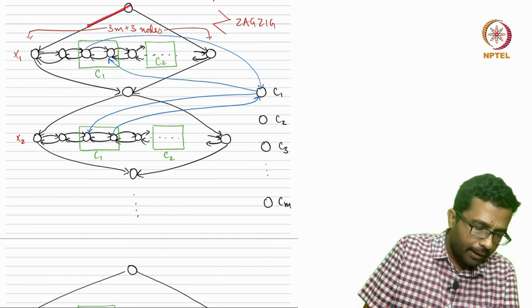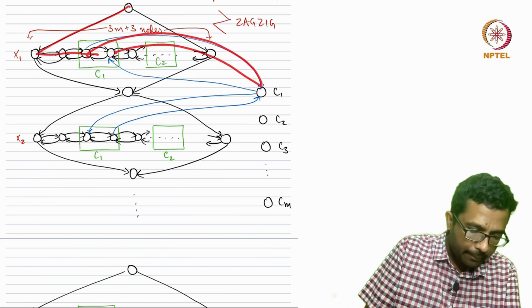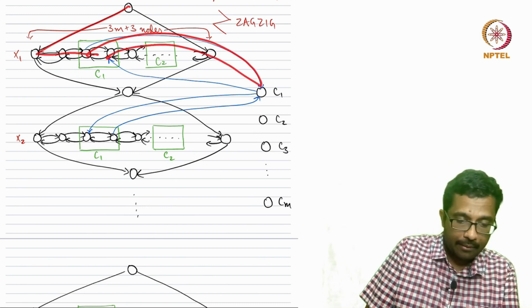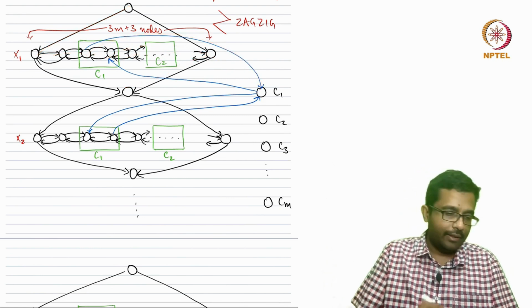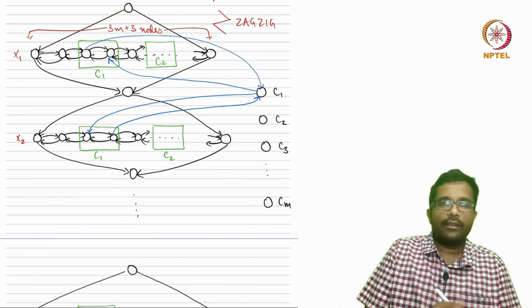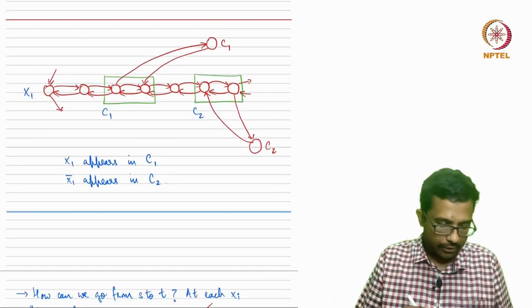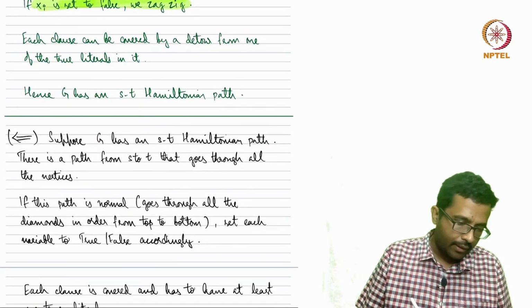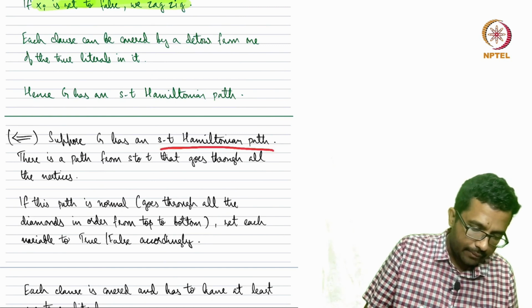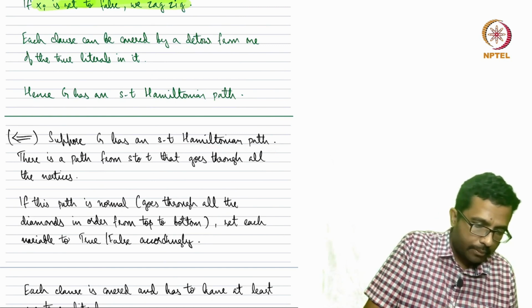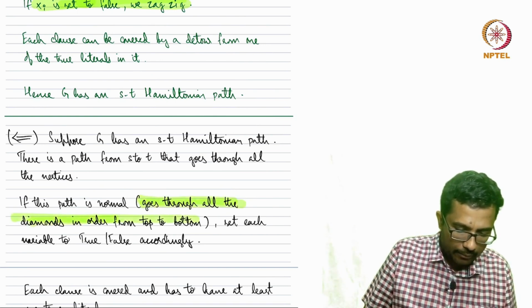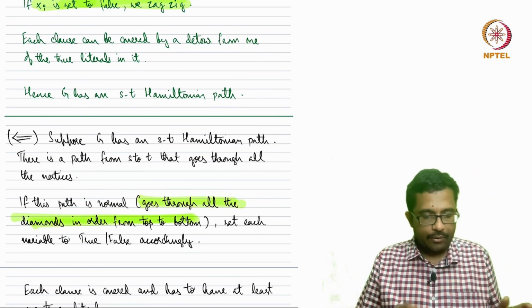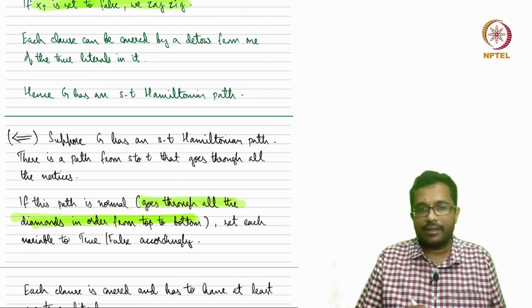If the path is of this form, where we start from the top, we make a detour and come back to the same diamond and then continue, then we know how to generate the satisfying assignment. We set the zigzagging variables to true and the zagging variables to false. Suppose G has an ST Hamiltonian path. If the path is normal, meaning it goes through all the diamonds in order from top to bottom, then we set each variable to true or false as per the zigzag or zagzig.